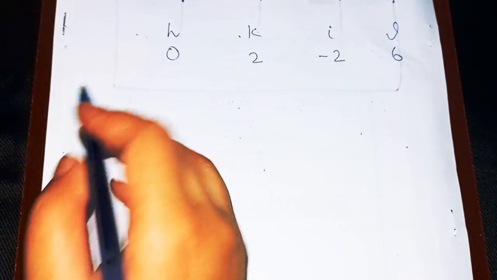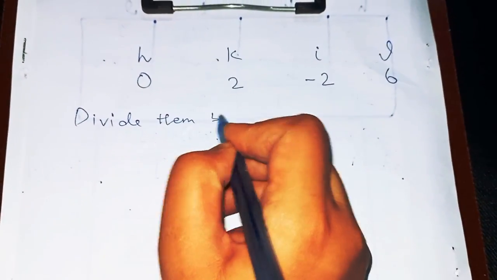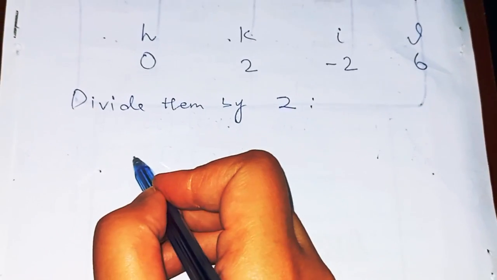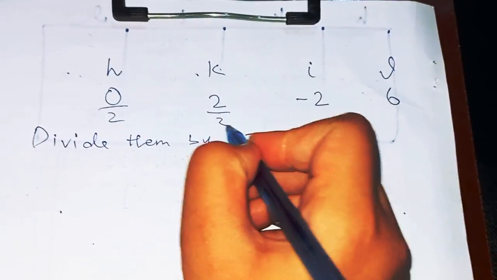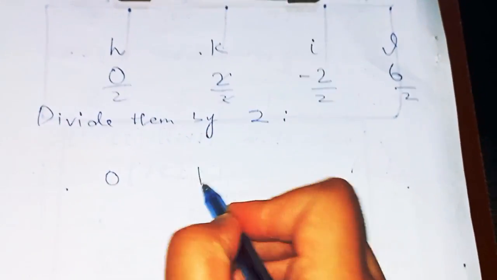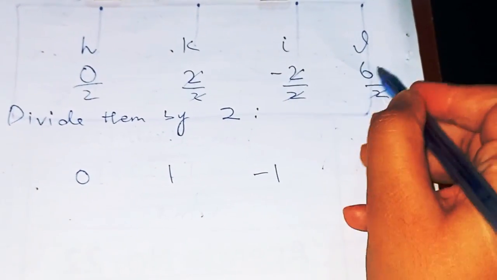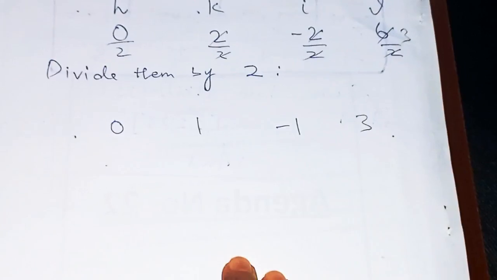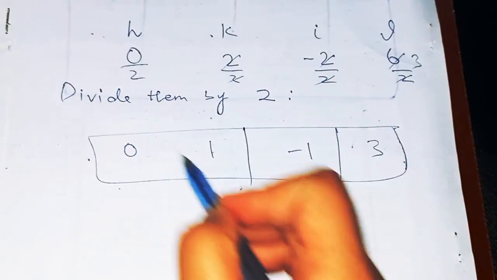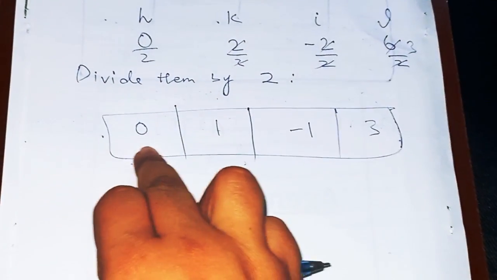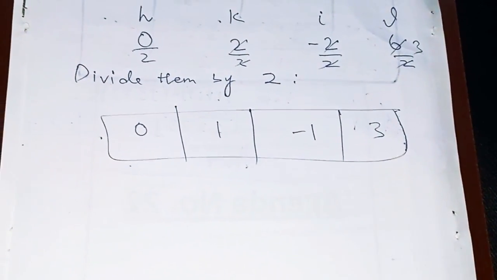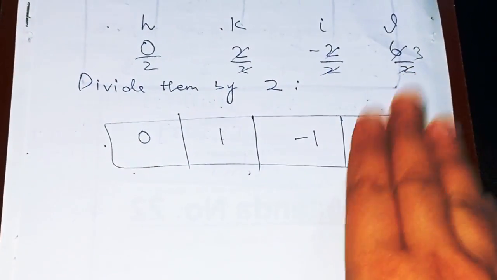So we can divide them by 2 because they are all divisible by 2. Let's divide them and see what we get. 0 by 2 is 0, 2 1s are 2, so it cancels, minus 1, and 2 3s are 6. We cannot divide them further; this is the least integer form. I cannot divide them by 3, as there will be fractions involved. So that is the final form.